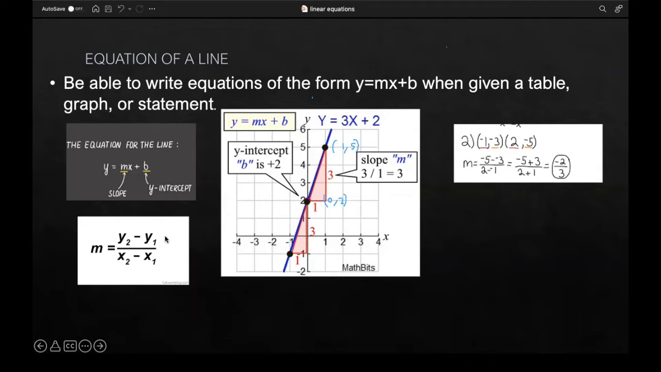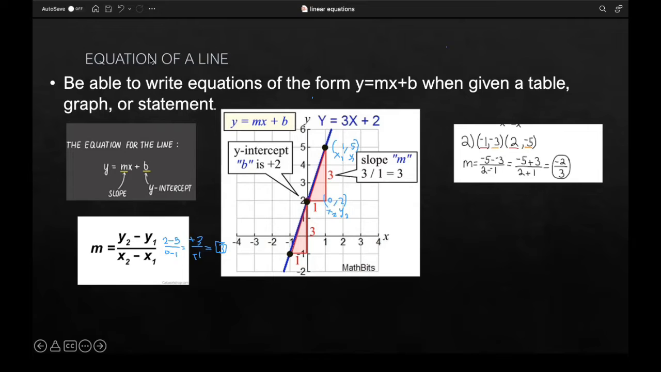Applying this rule, we label them to make things easier: x1, y1, and x2, y2. And now we just apply the rule, y2 minus y1, so 2 minus 5, divided by x2 minus x1, that's 0 minus 1. And so we get 2 minus 5, that's negative 3, divided by 0 minus 1, that's negative 1. The negatives cancel out, and we're left with 3 over 1, which equals 3. So m, the slope for the line, is 3. Thus, the equation of the line is y equals 3x plus 2.